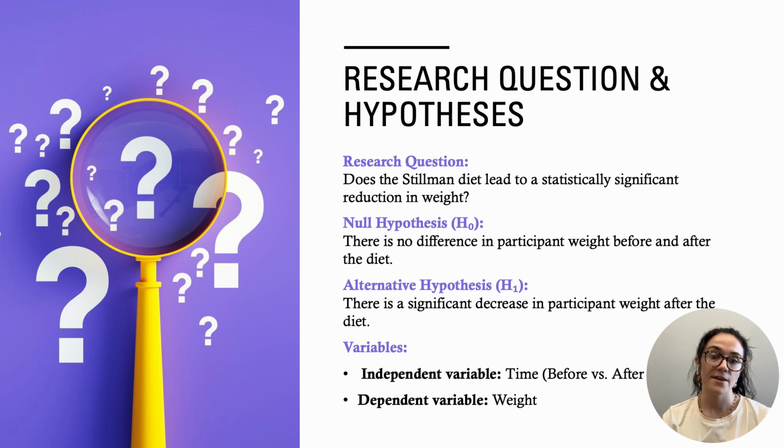Now let's quickly identify the key variables in this analysis. Our independent variable is time, specifically comparing measurements taken before the intervention and after the intervention. Our dependent variable is weight, because weight is the outcome we are measuring to see if it changed. So overall, we'll be using SPSS to determine whether our sample provides enough evidence to reject the null hypothesis and support the alternative hypothesis. In short, did the Stillman diet actually lead to significant weight loss or not?